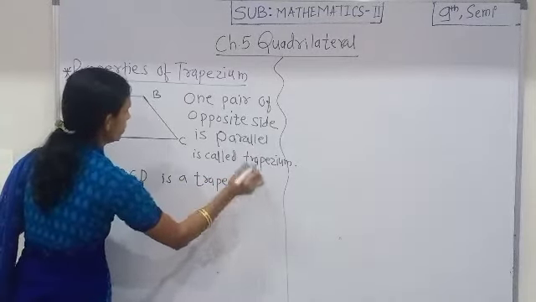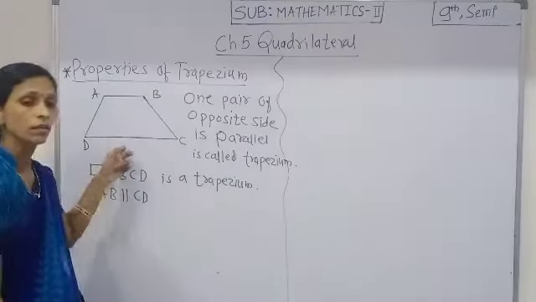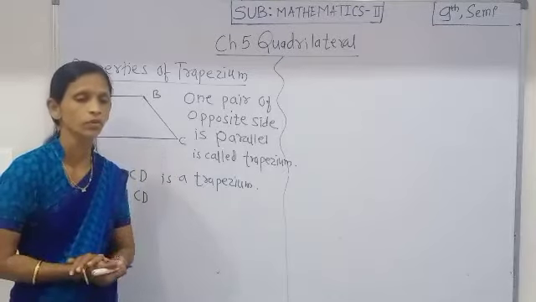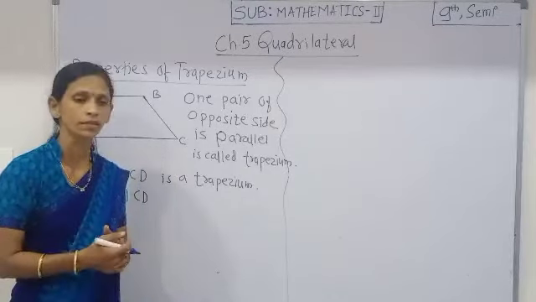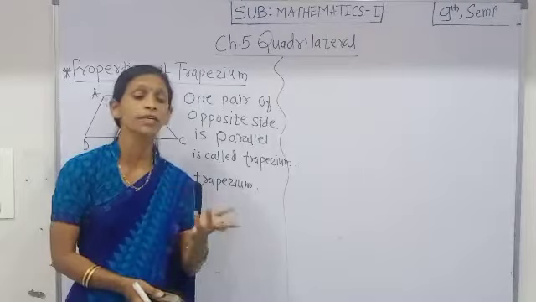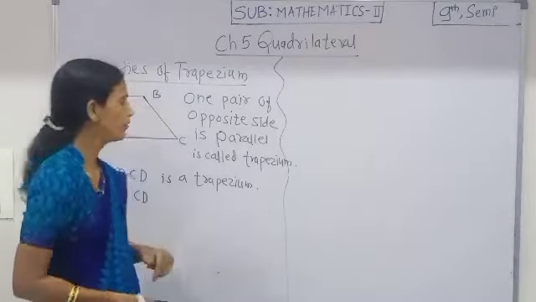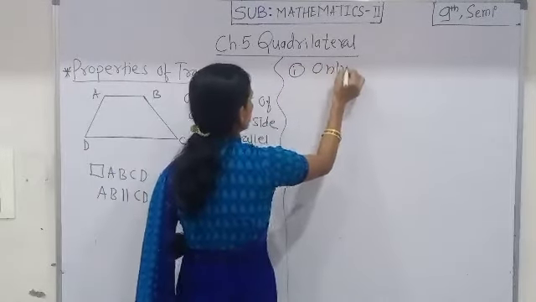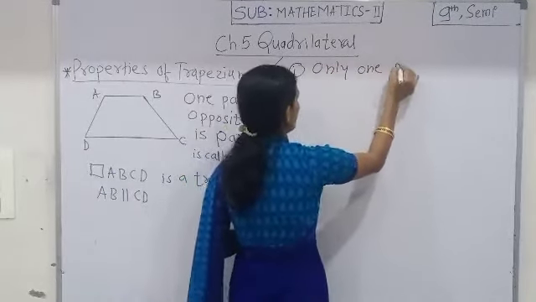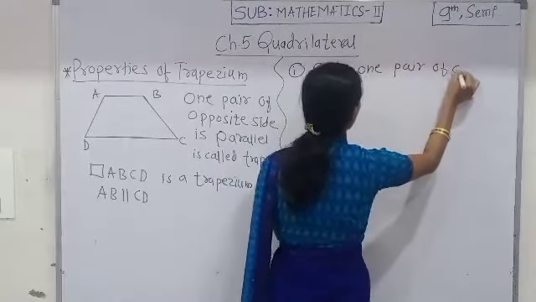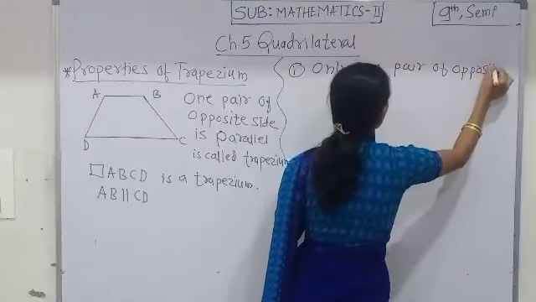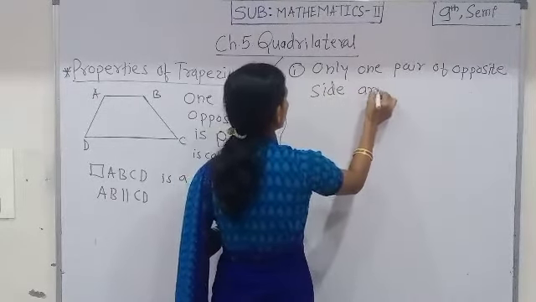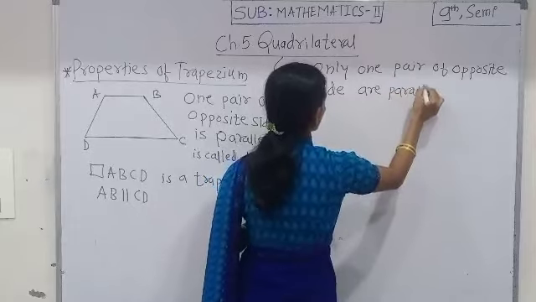It is a trapezium. Now we will study the properties related to the trapezium. First of all, only one pair of opposite sides is parallel to each other.